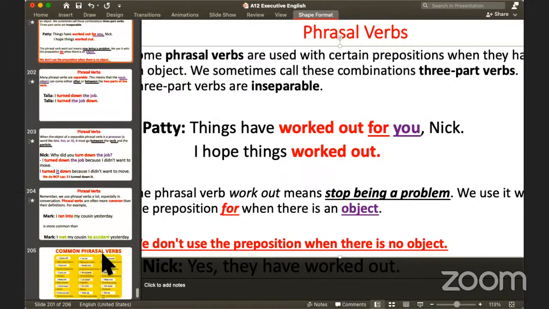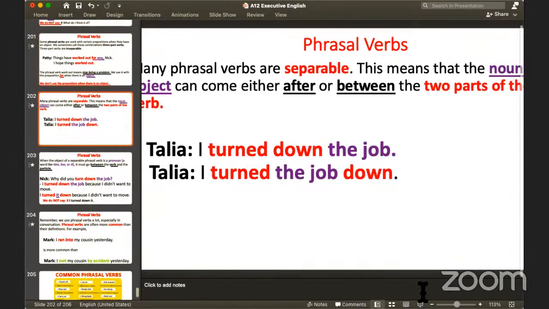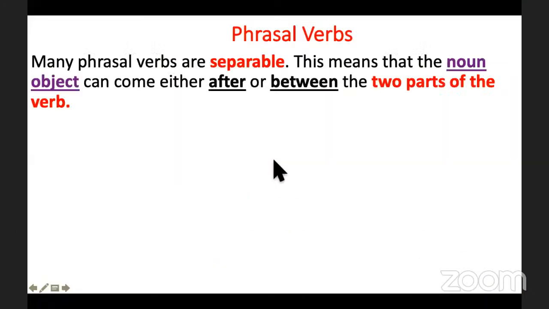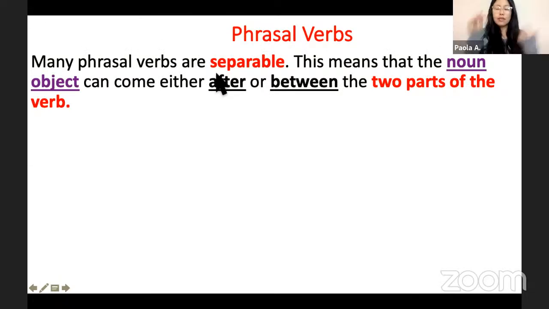So many phrasal verbs are separable. That's why I'm explaining this so much, and I wanted you to understand it. Because in some situations, many phrasal verbs are separable. That means that I can say the verb, then I can mention the thing or the object in the middle, and then I can continue with the phrasal verb or the particle at the end. So let's see an example.